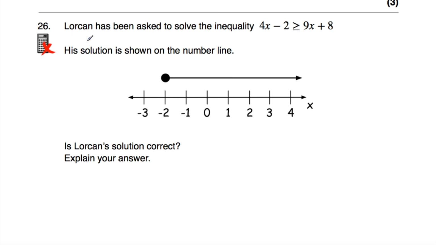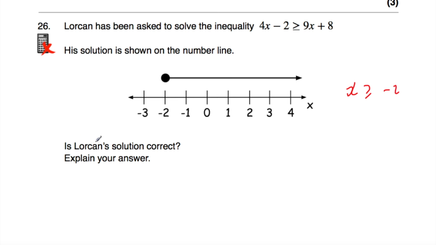So question number 26 says, Lorcan has been asked to solve the inequality 4x subtract 2 is greater than or equal to 9x plus 8. And his solution is shown on the number line. I'm just going to write down what the solution is. We've got x is bigger than or equal to, because it's pointing to the right and shaded in, bigger than or equal to negative 2.